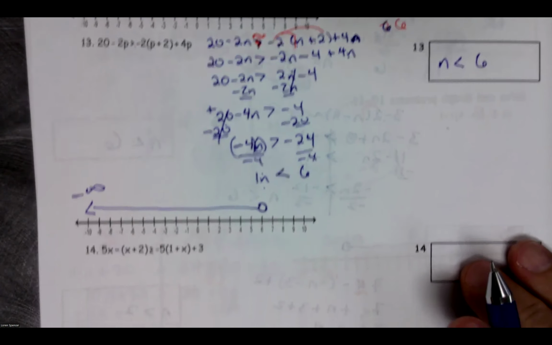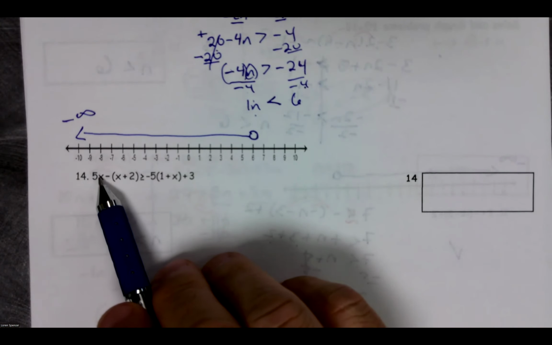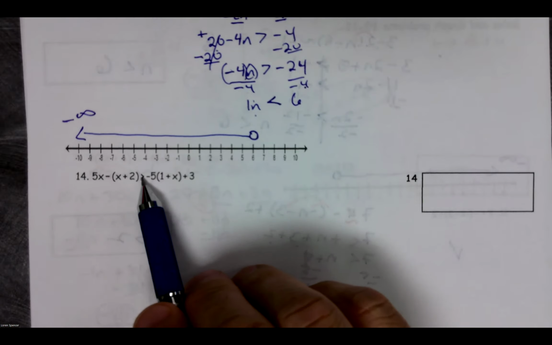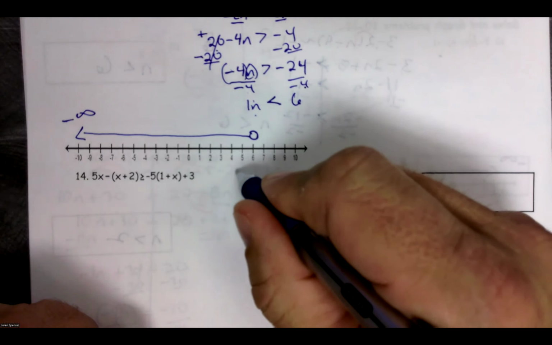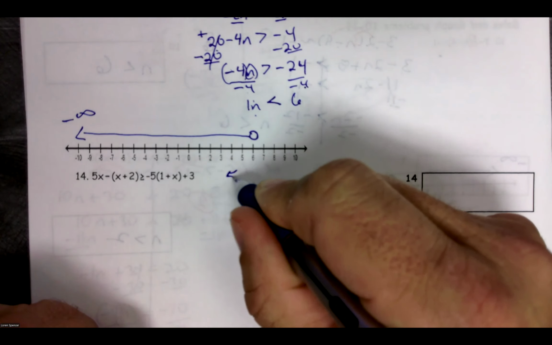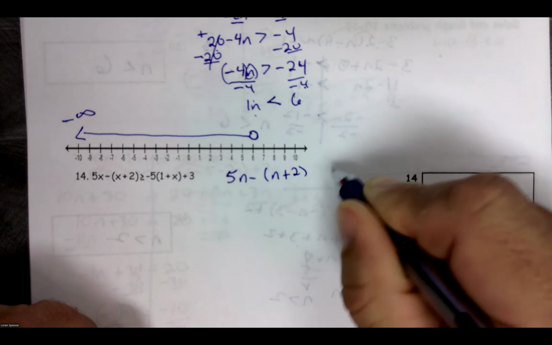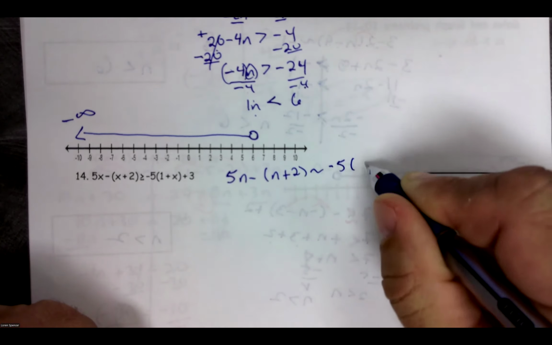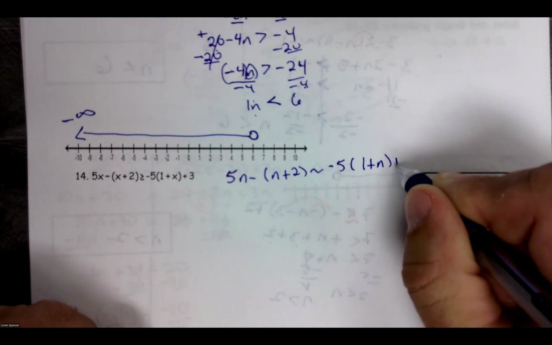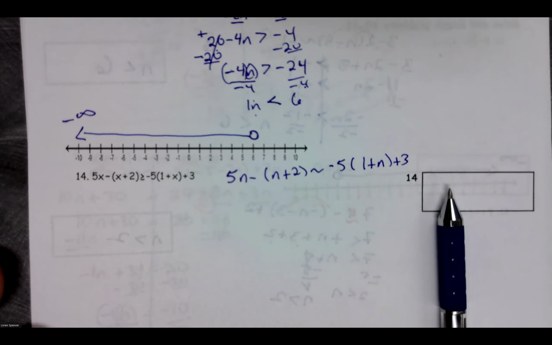Okay, moving on to the very last problem. We're going to replace the x's with n's and the inequality with a squiggle in order to put it into Desmos. So we have 5n minus parenthesis n plus 2 squiggle negative 5 times parenthesis 1 plus n, plus 3. So there we have it. We'll go ahead and swap over.